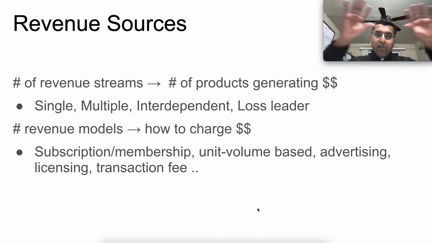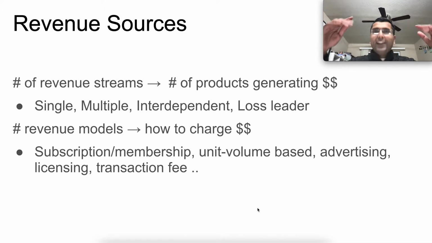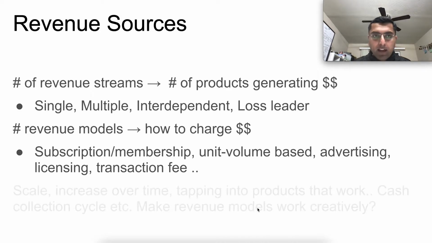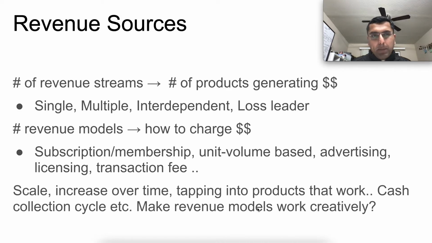So first you need to have the products that are chargeable, and then you need to have products that are configured so that you can charge them in the right mechanism that is fit for the customers to pay. So there are many things to think about, like how would you scale your revenue sources? How would they change over time? How would your products work together? How can you reduce your cash conversion cycle, collection cycle? And how can you change your revenue models to work for you?